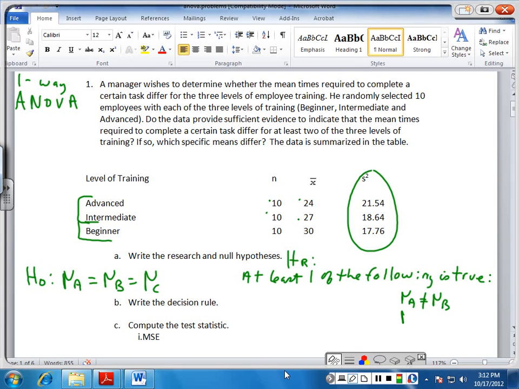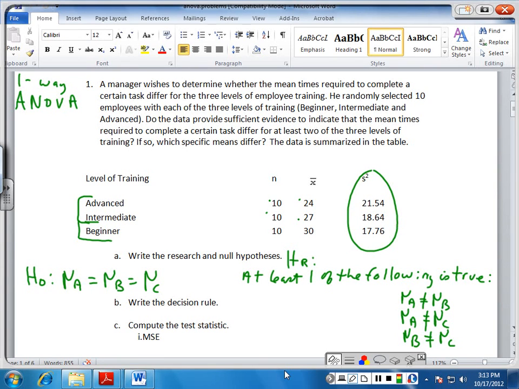But even if that were not true, we could show that mu A is not equal to mu C. That, again, by itself would invalidate H0 or allow us to reject H0. And then finally, even if we couldn't have any of those inequalities, if we could go on to say mu B is not equal to mu C, that, again, by itself would be enough to reject H0. All of those 3 could be true, or any 1 or 2 of them being true would reject H0.